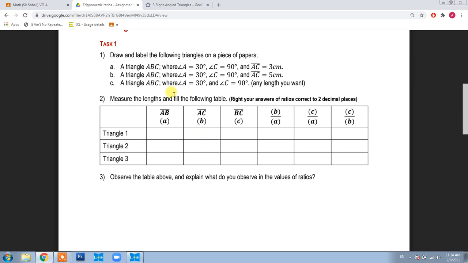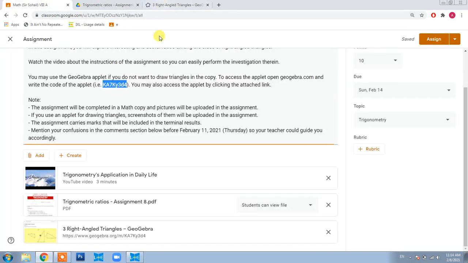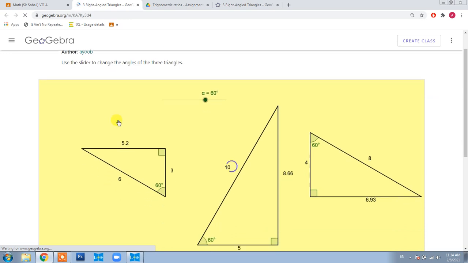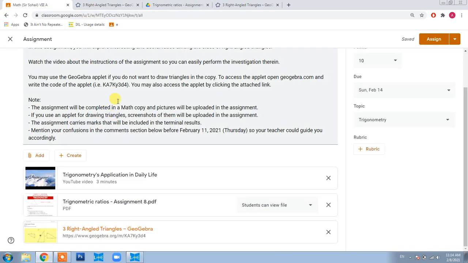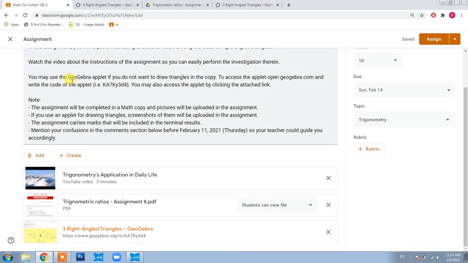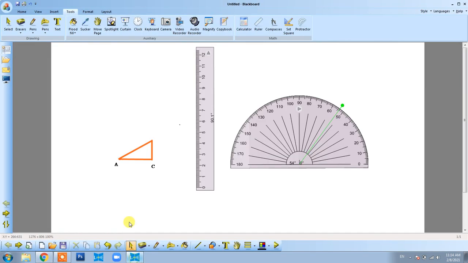Right, very easy. Okay, and you can also access this applet by using the attached link. So the link is also attached. If you click this, you will be automatically redirected to this resource on GeoGebra. If you want to use the code, it is also mentioned here, and the link is also here. If you don't want to use this applet, you have the option to not use it, and you can just simply draw as I have drawn like this.